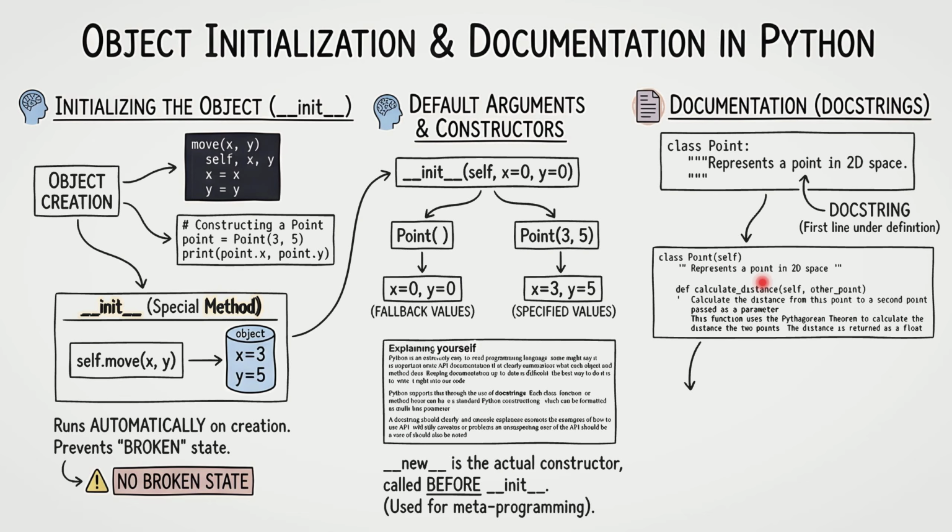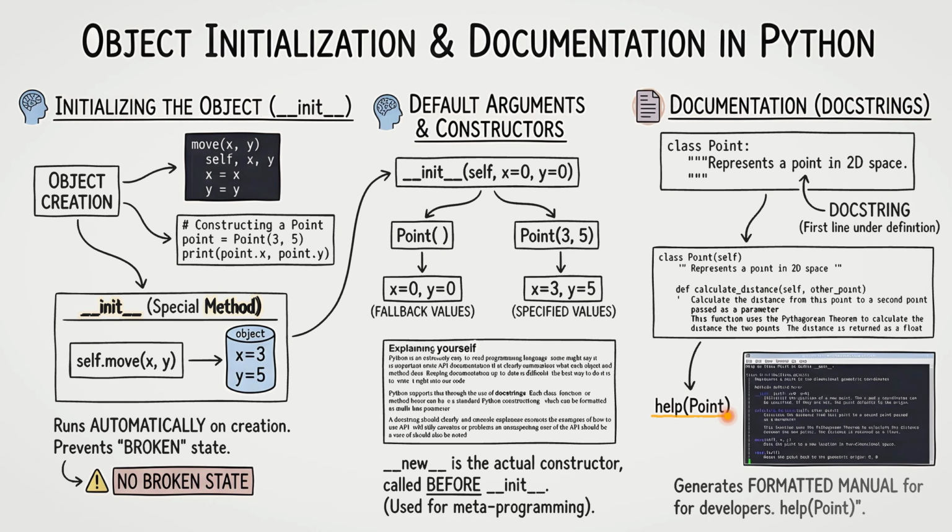Why go through this effort? Because when someone runs the help command in their terminal for your class, Python automatically takes all those docstrings and generates a formatted manual. This empowers other developers to understand and interact with your code beautifully without ever needing to read your raw source files. Ultimately, by properly initializing your objects and clearly documenting your classes, you ensure your Python code is robust, user-friendly, and maintained.